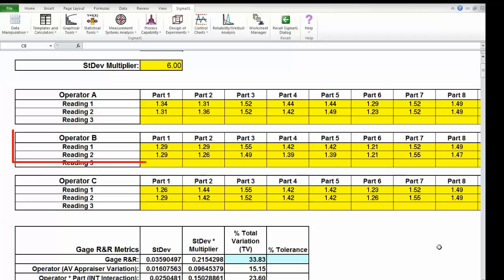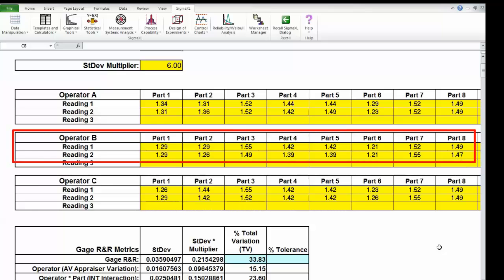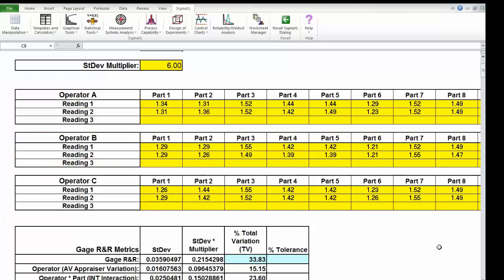Also, when we're looking at repeatability, you might focus in on operator B. You'll notice on parts 1 and 6, operator B was perfectly repeatable. Every time he measured it, he gave you the same answer. But for the other parts, he was not repeatable. He's giving you different answers each time he measures those.